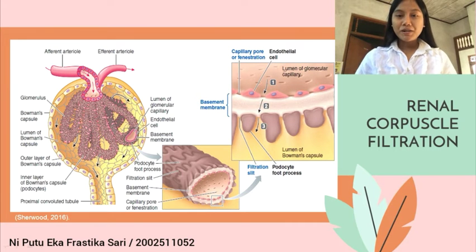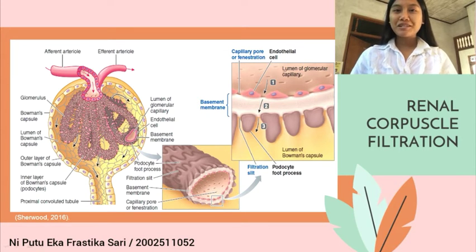Okay, now we are going to talk about the filtration in renal corpuscle. Filtration occurs when the blood pressure starts pushing fluid from the glomerulus into the Bowman capsule. Renal corpuscle has a filtration barrier. There are capillary endothelium, basement membrane, and podocyte. This filtration barrier is to filter fluid from the glomerulus into the Bowman capsule.